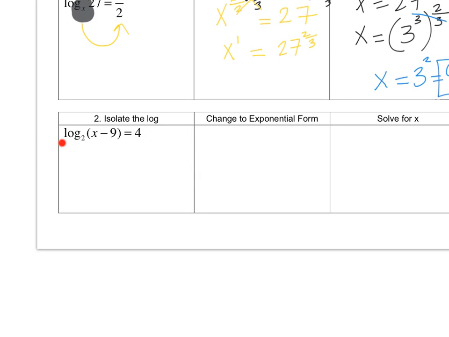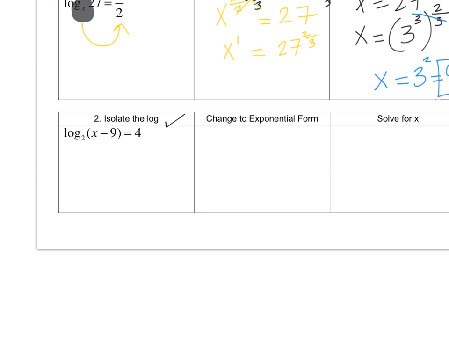Again, the log is isolated. Now, a common mistake that students make is that they add 9 to both sides of the equation, thinking that this is how you isolate the log. But x minus 9 are together inside the parentheses, so they are the argument for the log. So the argument for this log is x minus 9. So the log is isolated. There's nothing being added or subtracted on the outside of the parentheses, so the log is isolated.